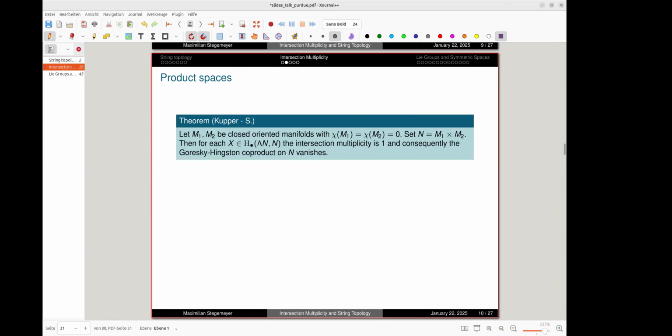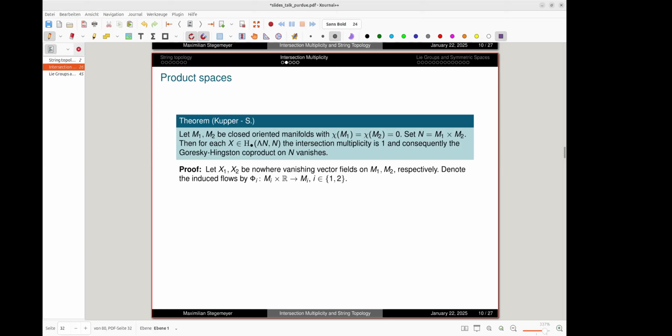Some of the results in this talk are based on joint work with Philip Cooper. So let's talk about this now. Take two closed oriented manifolds, M1 and M2, both with vanishing Euler characteristic, and look at the product manifold. Then we can show that each relative homology class in this relative homology has intersection multiplicity 1. As I said, consequently the Goresky-Hingston coproduct on the product vanishes. The proof is very naive and very simple, but I still think it's interesting to look at.